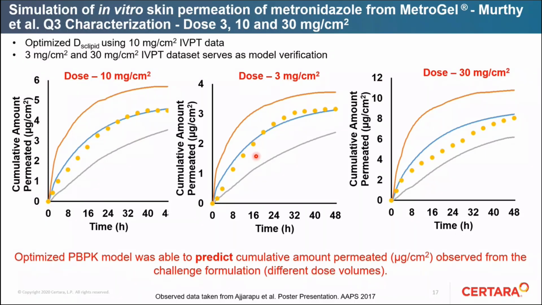And you can see the exposures are a bit different. You have much lower exposure here, and a bit higher exposure here. So in this way, we were able to confirm that even if we have to optimize diffusion coefficients, our model was able to pick up 3 milligram per centimeter square exposure and 30 milligram per centimeter square. So the model was able to capture the metamorphosis of the formulation.